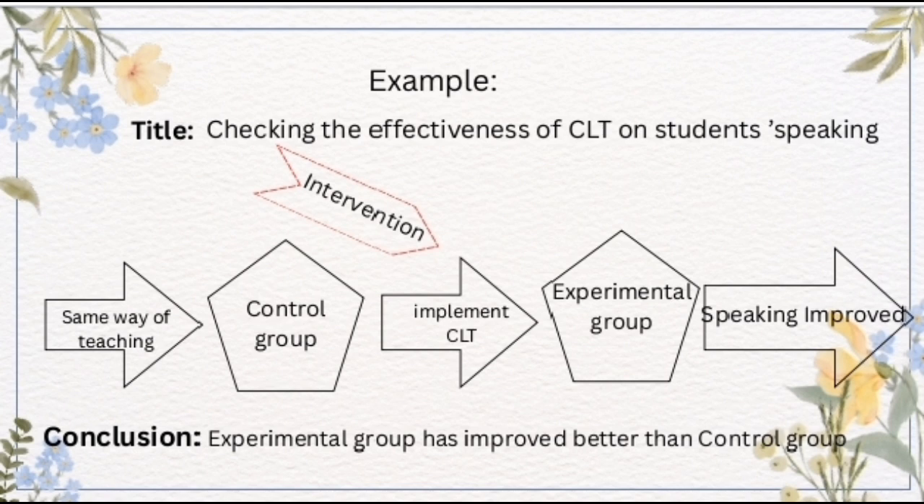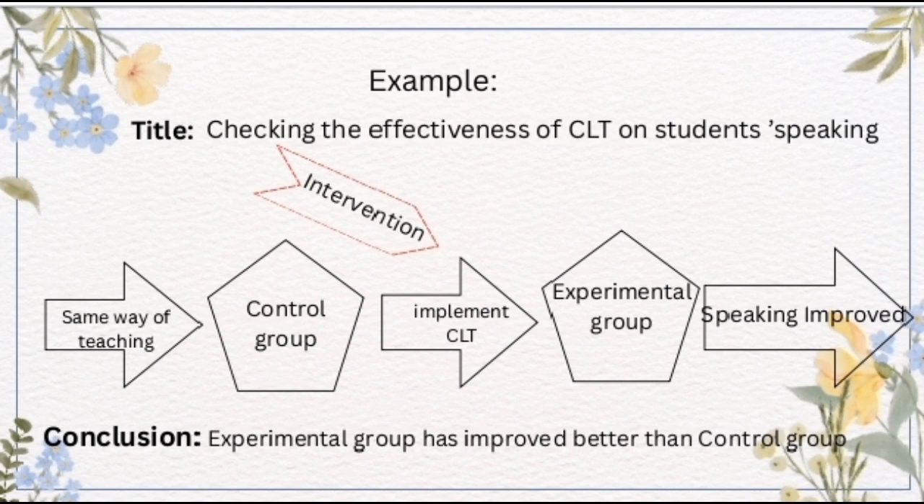So here I have written a title of an experimental design, like checking the effectiveness of CLT on students' speaking. Here CLT is our independent variable and students' speaking is our dependent variable. Basically we want to check the impact of the independent variable on the dependent variable, because we want to check the impacts of CLT, that means the independent variable, on speaking, that means the dependent variable.